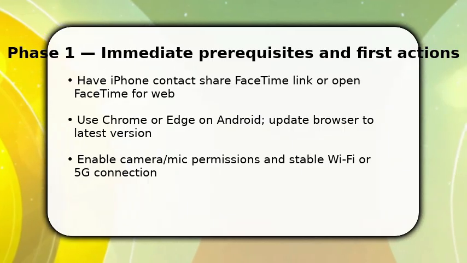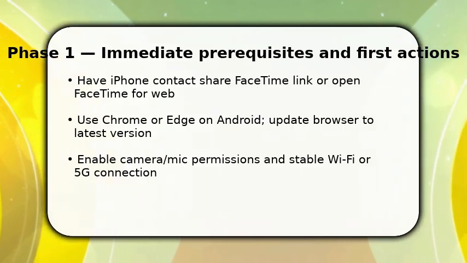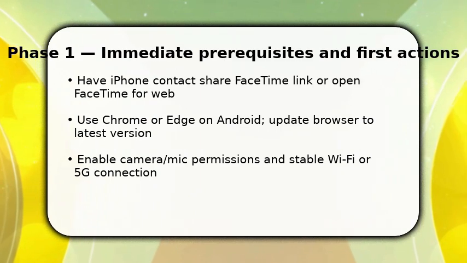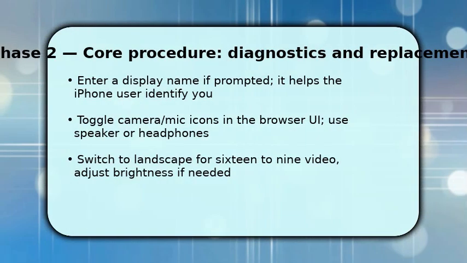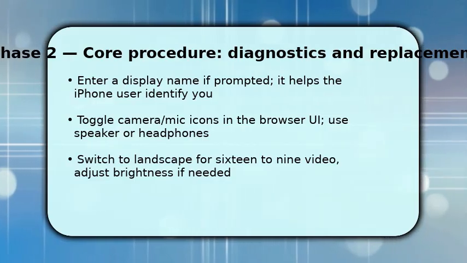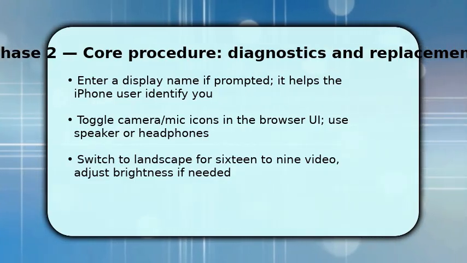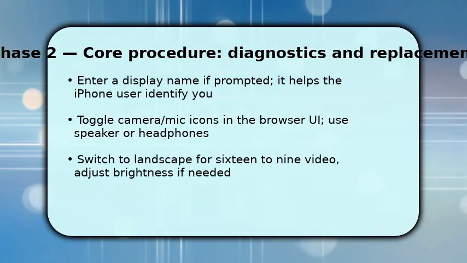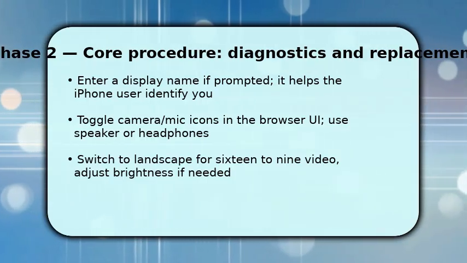Now tap the link and join the waiting room. You're live ready. Once you join, type a clear display name so the iPhone participant recognizes you. This matters in group calls. Then check the on-screen controls. Mute or unmute your mic and enable or disable the camera. If audio echoes, switch to headphones.